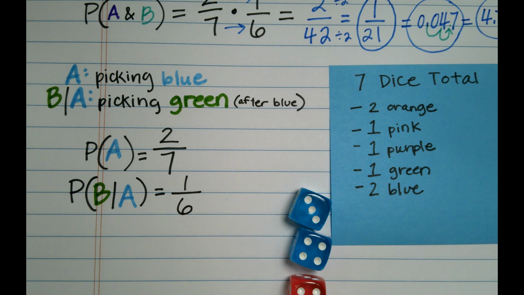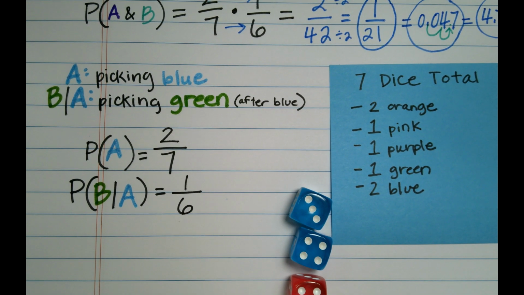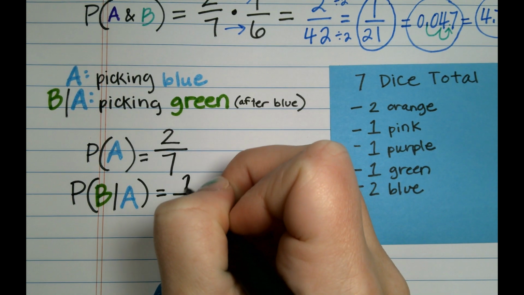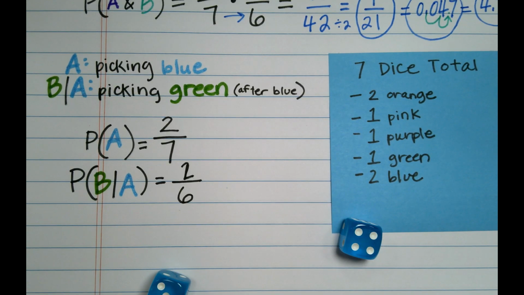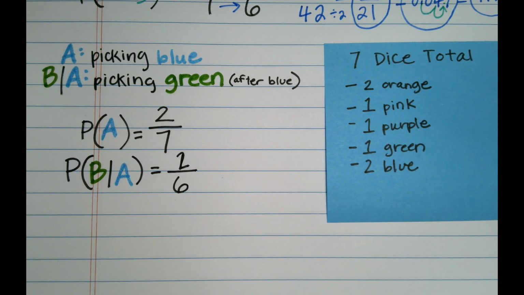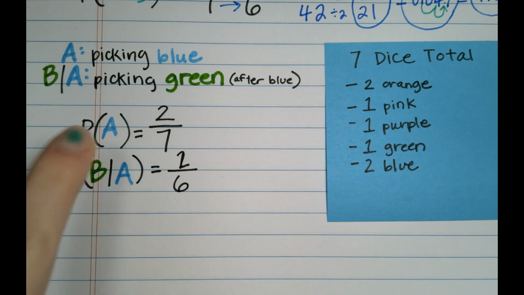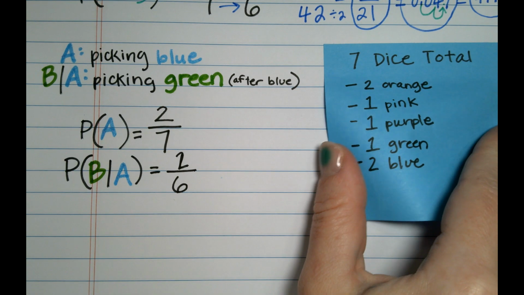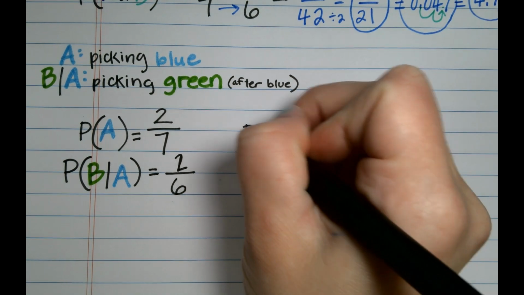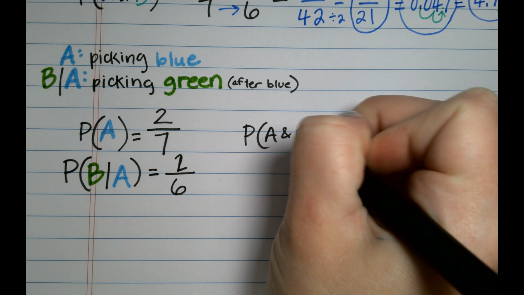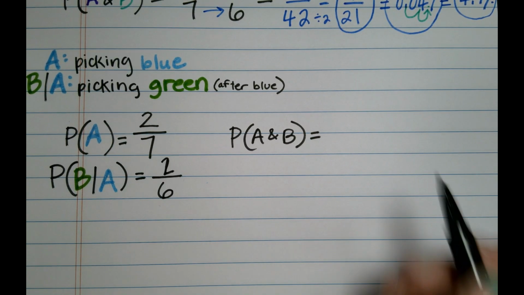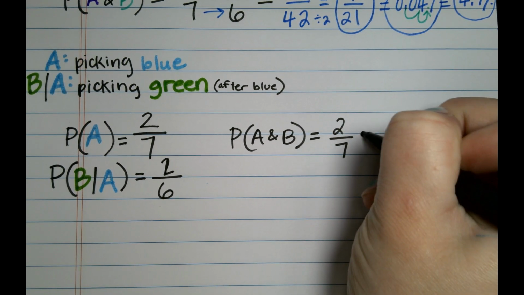We just did it. How about let's pretend that there are 2 greens, just for fun, so we get a different number. Okay, so how do I find the probability of both of these happening? You just multiply them. So let's do that. Probability of A and B equals 2 over 7 times 2 over 6.